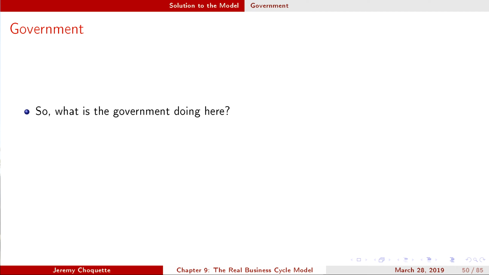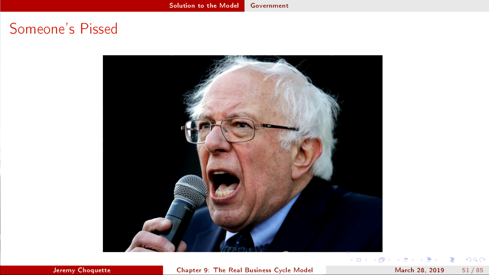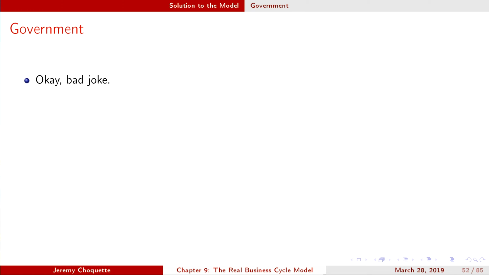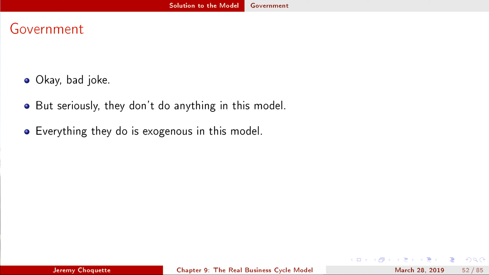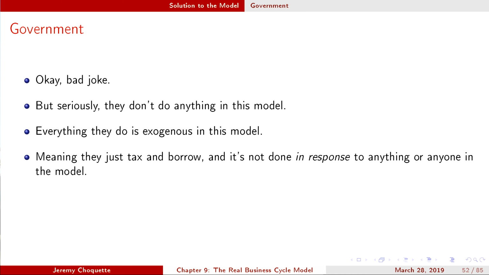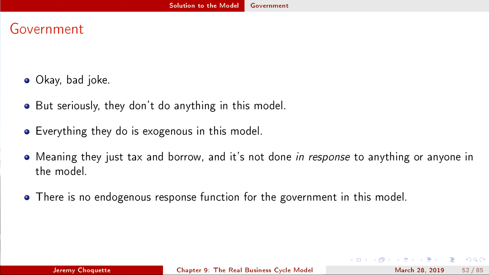But let's skip past that for a second and talk about the government. What's the government doing here? Well, basically exactly what they do in real life. Nothing. And yeah, now of course someone's going to be upset at me that I said that. Bad joke. Seriously, it's because they don't do anything in this model. Everything they do is exogenous in this model, meaning, yeah, they can tax and borrow, but it's not done in response to anything or anyone in the model. There's no endogenous response function for government in this model.